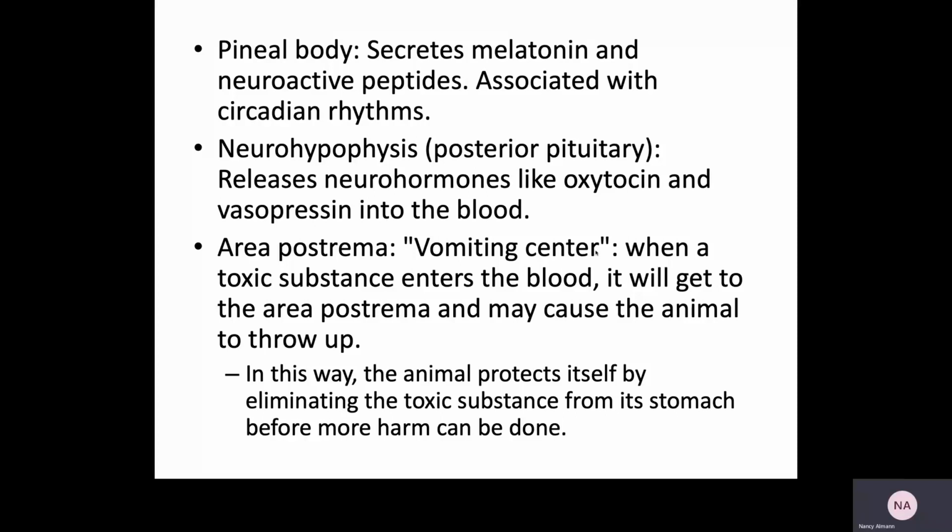Another area where the blood-brain barrier is weak is the area postrema, and this is known as the vomiting center. So when you eat something that's bad or toxic, when that starts to enter the blood, it gets to the area postrema pretty quickly, and the area postrema will make you vomit because it is bad and it is trying to get you to expel the material from your GI tract. So that's the way that we can protect ourselves, by literally eliminating that toxin from your stomach before any more harm can be done.